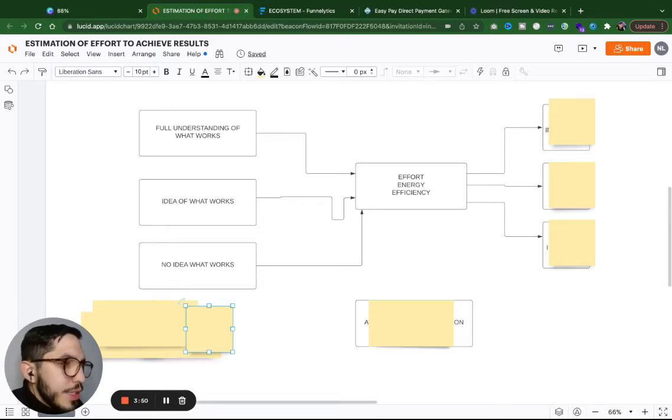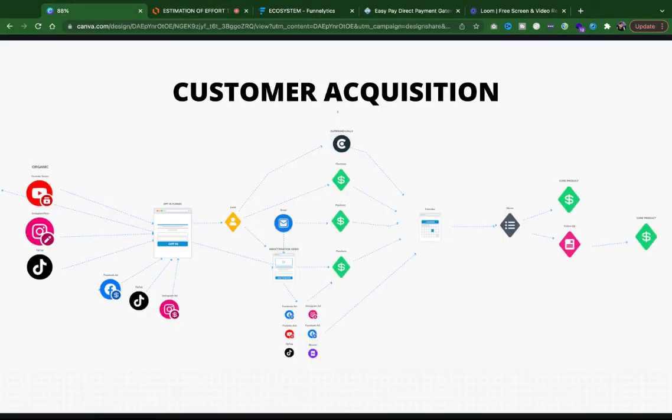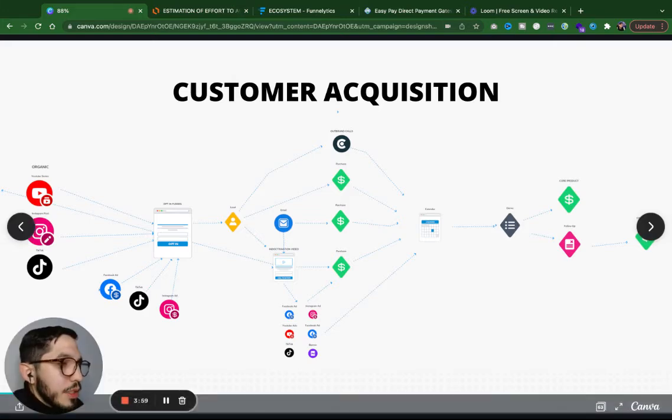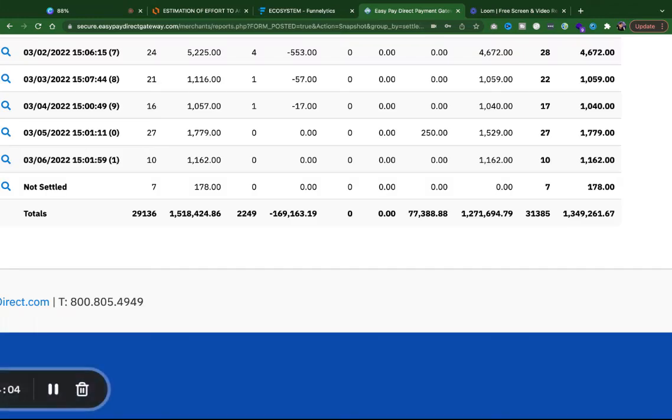So the same is also equivalent with business or marketing. Let me give you an example. Here's an example of one of the processes that I used in one of the newer businesses that I built. So far, it's done about 1.3 million.